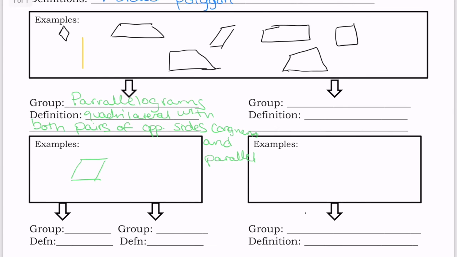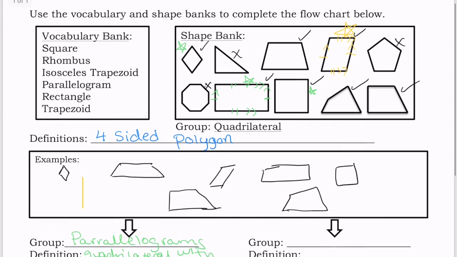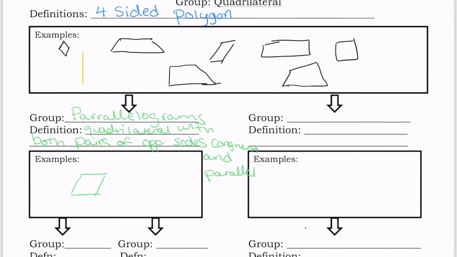Is there any others? Right here, that looks like a parallelogram. Also, this one right here is a parallelogram. If we look at it, those two sides look congruent. That looks parallel to that, and that looks parallel to that. Same with this one right here. I'm going to scroll down and sketch all four of those parallelograms.